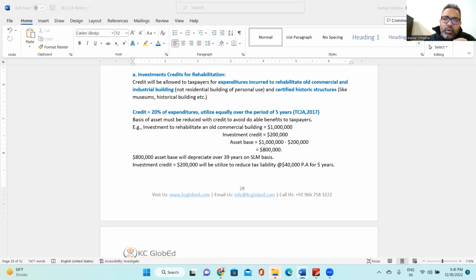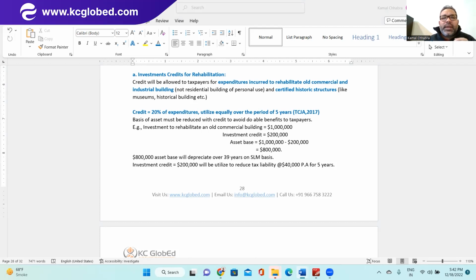How much is it allowed? It is limited to 20% of the expenditure you have made. Third question: if you are taking the tax credit, how much money do you need to reduce from the asset base? If you are taking the tax credit, then how much amount will you be reducing from the asset base? The investment credit. How much we have invested? 20% of the expenditure.